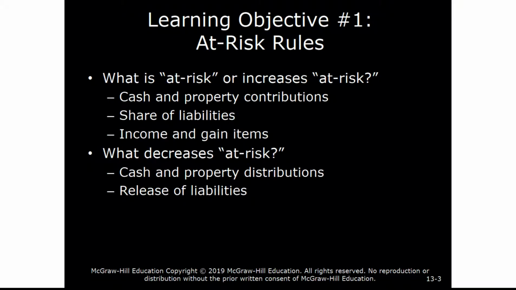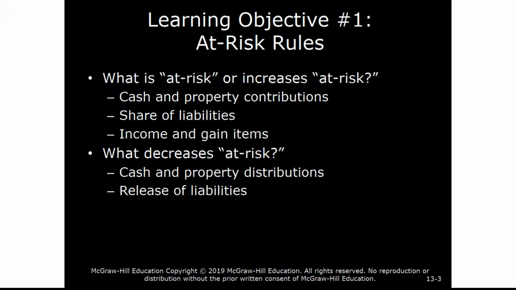So an investor can increase at-risk amounts, such as by contributing property and cash, if the investment earns income or gains, or if the investor of the passive activity, for example, agrees to take on risk by virtue of signing on to liabilities. And we'll talk about recourse liabilities shortly. So if they're on the hook for some of the liabilities of the investment, then that increases their at-risk amount.